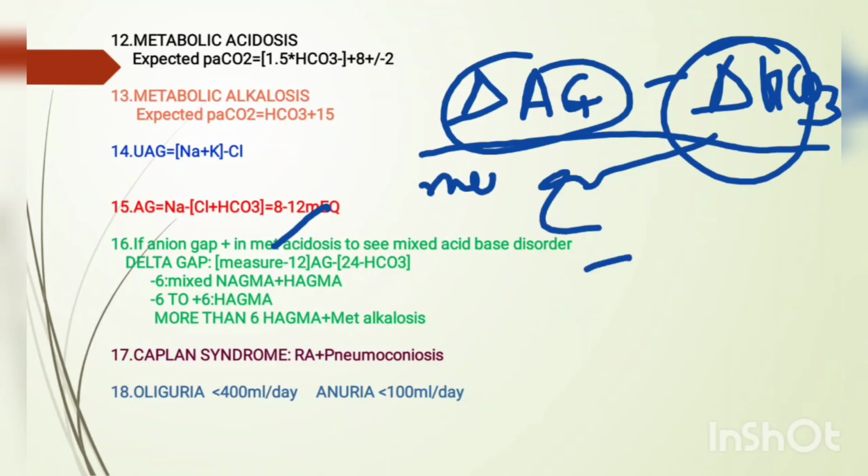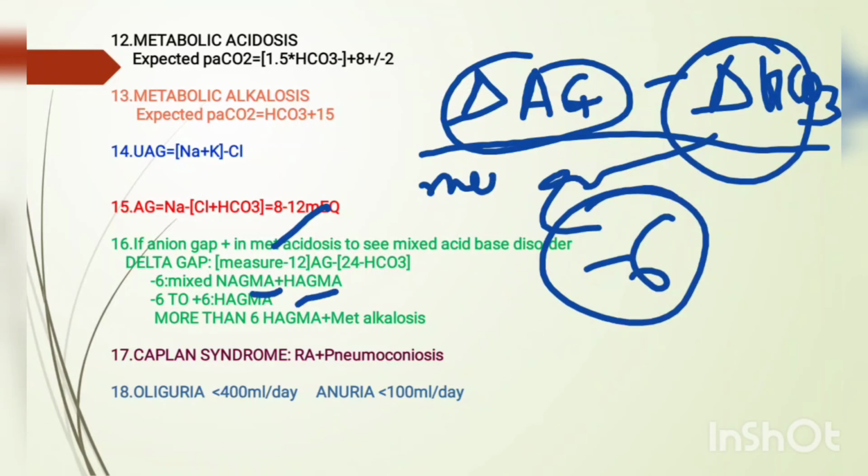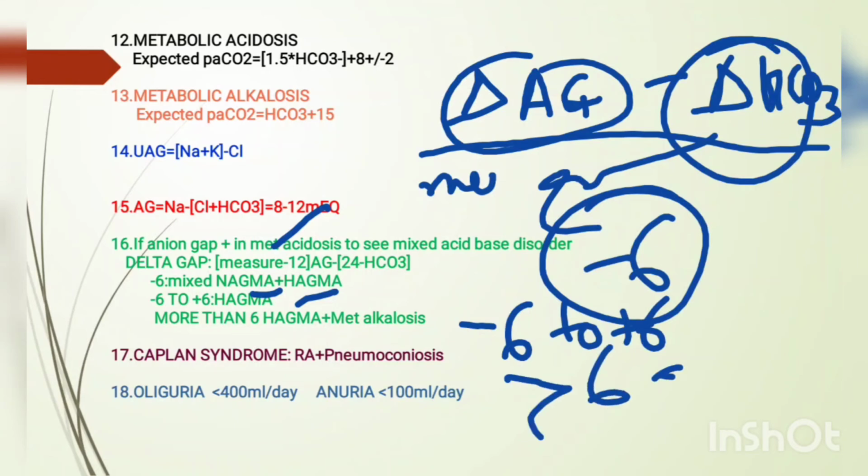So, if the answer is less than minus 6, you have a mixed disorder: normal anion gap metabolic acidosis with high anion gap metabolic acidosis. If it is minus 6 to plus 6, then it is high anion gap metabolic acidosis. And remember, if it is more than 6, then HAGMA with metabolic alkalosis is present.